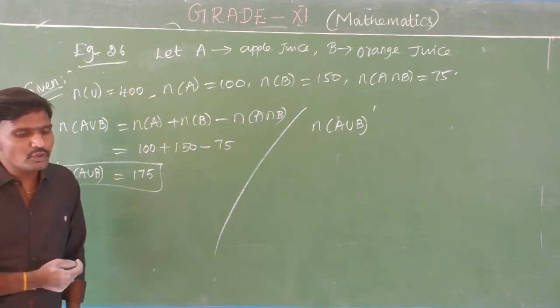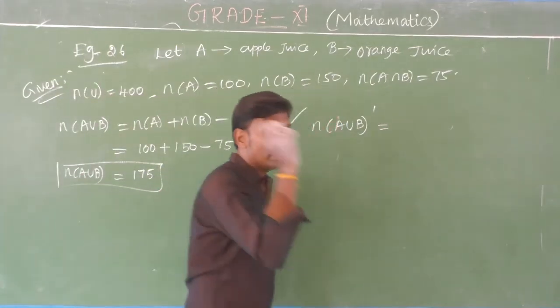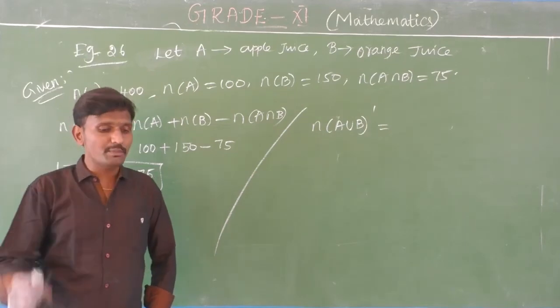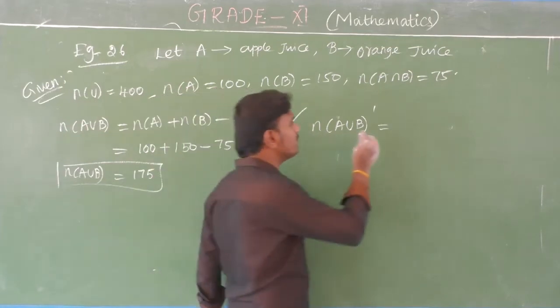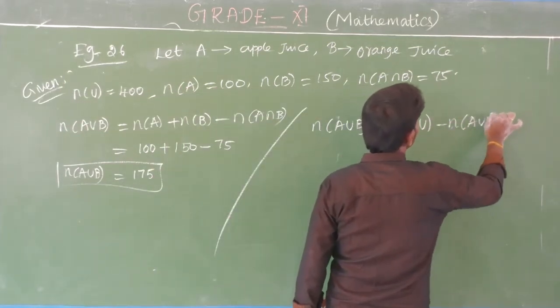So n of (A union B) the whole dash, which is equal to what? There in your probability, P of A dash equals 1 minus P of A. But here, n of (A union B) the whole dash equals simply n of universal minus n of A union B. Universal is already given.